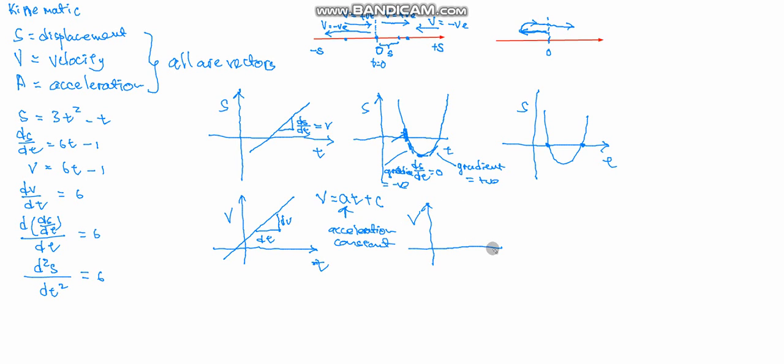Now let's say you look at another one. Let's say the line is slanting this way. Let's say v equals bt plus c. So this is slanting in the negative direction. So this b will be negative. That means to say it is deceleration.